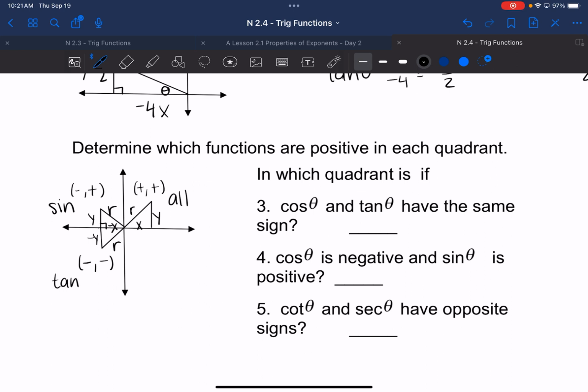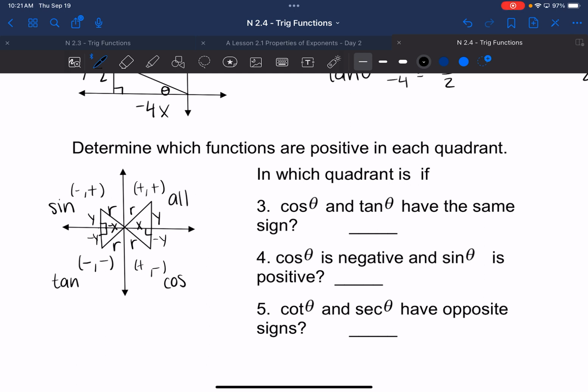All right, and then we've got quadrant 4. So here's my right triangle in quadrant 4. Here x is positive. Is y positive? No. And r goes here. So now we know anything that involves y is negative. So which ratio does not involve y? In this quadrant, cosine is going to be the only one that can be positive, right?